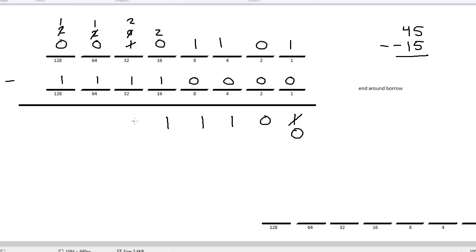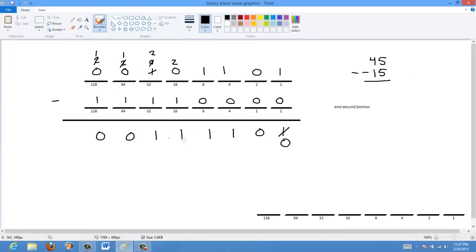And then what I'd have is 2 minus 1 is 1, 1 minus 1 is 0, 1 minus 1 is 0. And so I end up with this number here. Move this up so we can see the values. Now I should have done the subtraction first, but I have 45 minus negative 15, which is 60. Here I have 32 plus 16 is 48, plus 8 is 56, plus 4 is 60, and I would have had 61, but I did the end around borrow, which made it a 0 here, which means I just have 60, and so this works out.